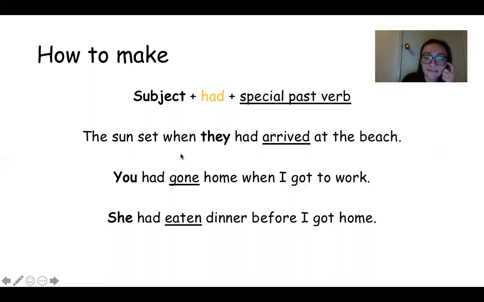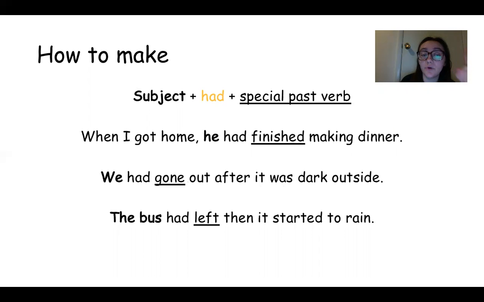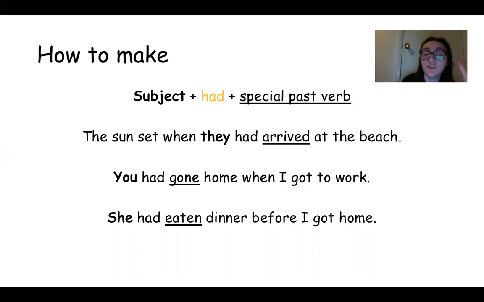The sun set when they had arrived at the beach. So you'll see that in English, when you do this, the subject that you're talking about with the past perfect tense doesn't need to come at the beginning of the sentence. You could say something like this: the sun set when they had arrived at the beach, or you had gone home when I got to work. She had eaten dinner before I got home.